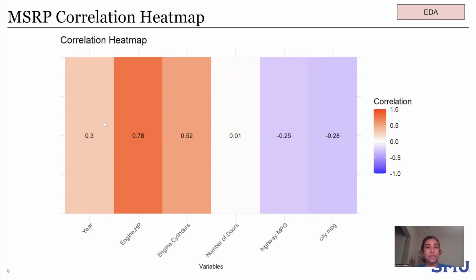Here we created a correlation heat map. So we wanted to see how correlated the numeric variables were to the MSRP variable. So we can see here that the year variable is slightly correlated positively. The engine.HP is highly positively correlated with MSRP, and then engine cylinders is pretty correlated to MSRP as well. We see here that number of doors is not very correlated at all. And then we see that highway MPG and city MPG are negatively correlated to MSRP, which is as expected.